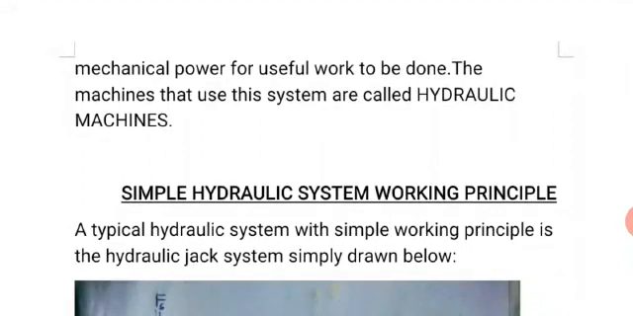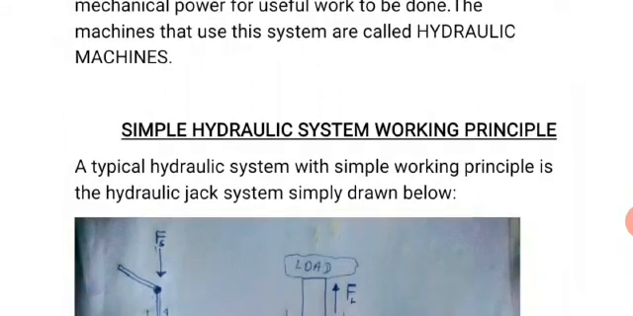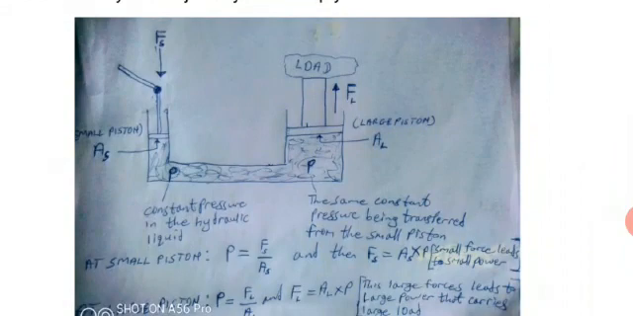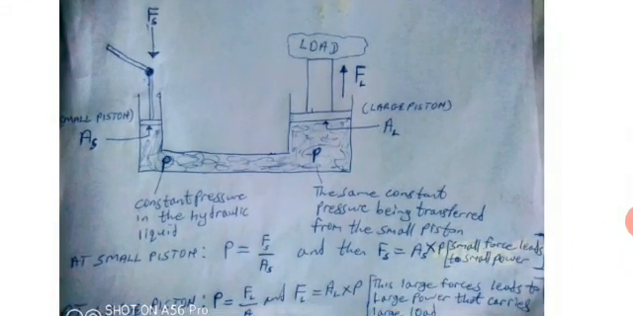Now let's go to the simple hydraulic system working principle. A typical hydraulic system with simple working principle is the hydraulic jack system, simply drawn below. This diagram you can see here is a simple hydraulic jack system.